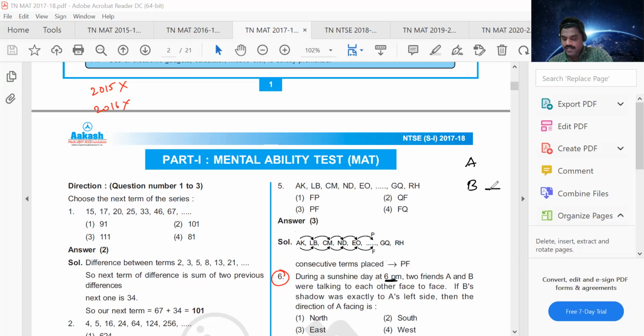So B's shadow fell to A's left side. That means the shadow is on right side of B. Okay. So it is evening, and a person's shadow is falling towards his right side. That means B is facing north. So if two people are face to face, then A would be facing south. My answer is south over here. Moving on to the next one.